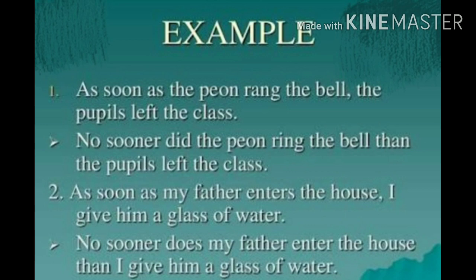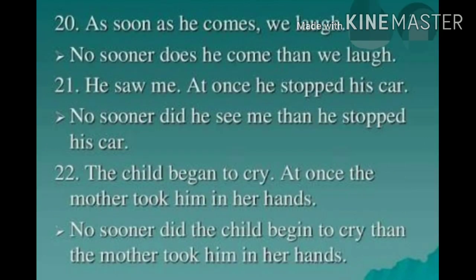So how it will be changed? No sooner does. Why does? Because my father is third person singular and the verb here is enters. Verb 1 plus S or ES. So in such cases we use does. No sooner does my father enter the house than I give him a glass of water. Next example. As soon as he comes, we laugh. No sooner does he come than we laugh. Next example. He saw me. At once he stopped his car. No sooner did he see me than he stopped his car.